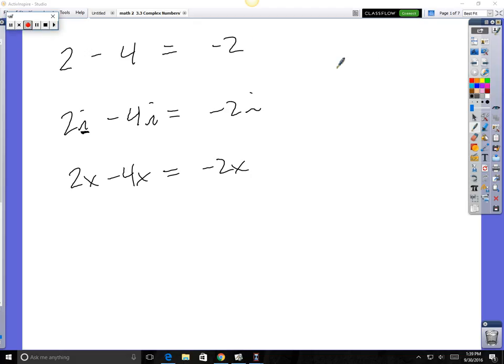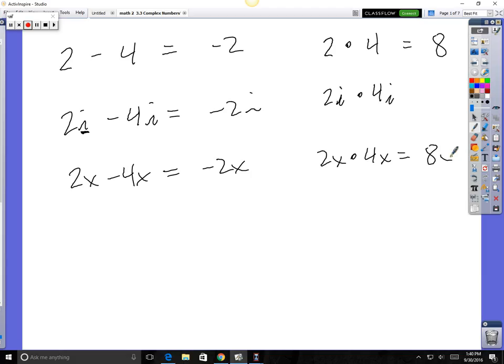Now, let's do some multiplication. Let's do 2 reals times 4 reals. Let's keep it all positive. 2 reals times 4 reals stays in the reals at 8. If you have 2 imaginaries times, let's come back to that. Let's do 2x times 4x. That takes you to 8x squared. So 2 imaginaries times 4 imaginaries will take you to 8 imaginary squared, which means you just left the imaginary number line and you landed on the real number line at negative 8.